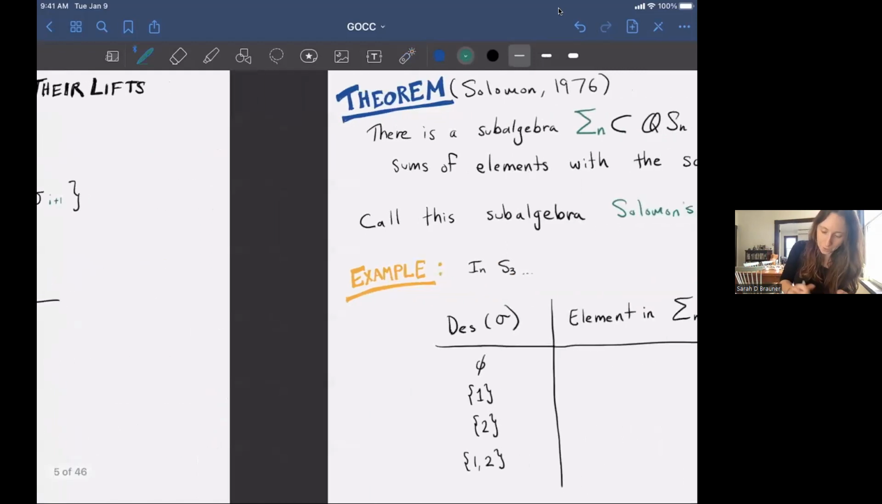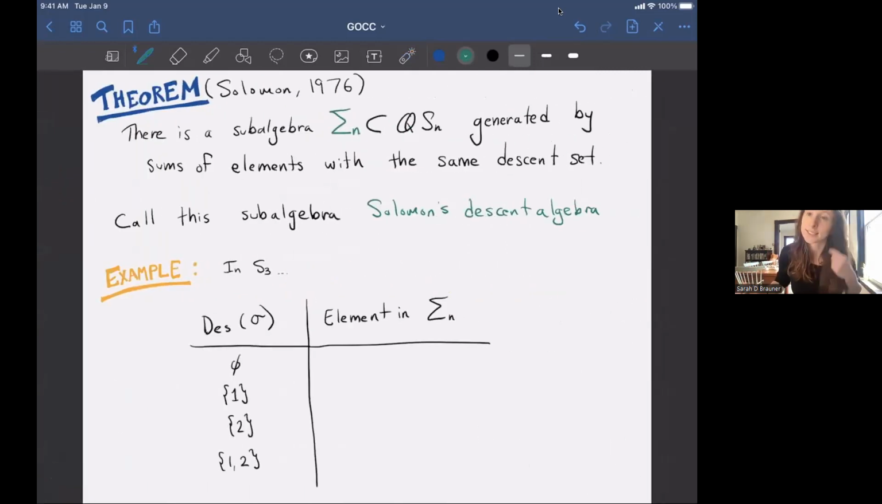Okay. So this is a very classic statistic on permutations. And one really nice result that came out of it is that Solomon proved that I can actually define a subalgebra of the group algebra of the symmetric group by taking sums of elements that have the same descent set. And I'll call that algebra Solomon's descent algebra. So this thing that's sort of surprising about this is that it's closed under multiplication, right? So if I multiply two elements that are sums of elements of the same descent set, I still get something of that form.